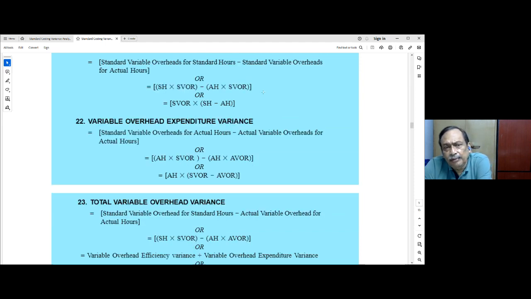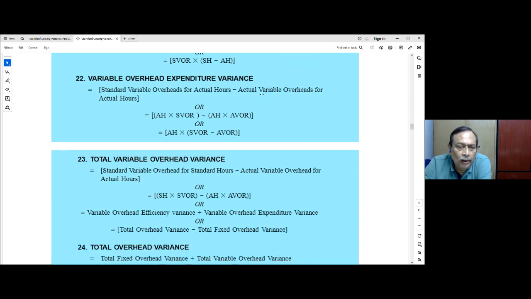Then variable overhead expenditure variance is standard variable overheads for actual hours minus actual variable overheads for actual hours. Or we may write it as H into SVOR minus H into AVOR, taking H as common. So H into the difference between the two rates, standard variable overhead rate minus actual variable overhead rate.